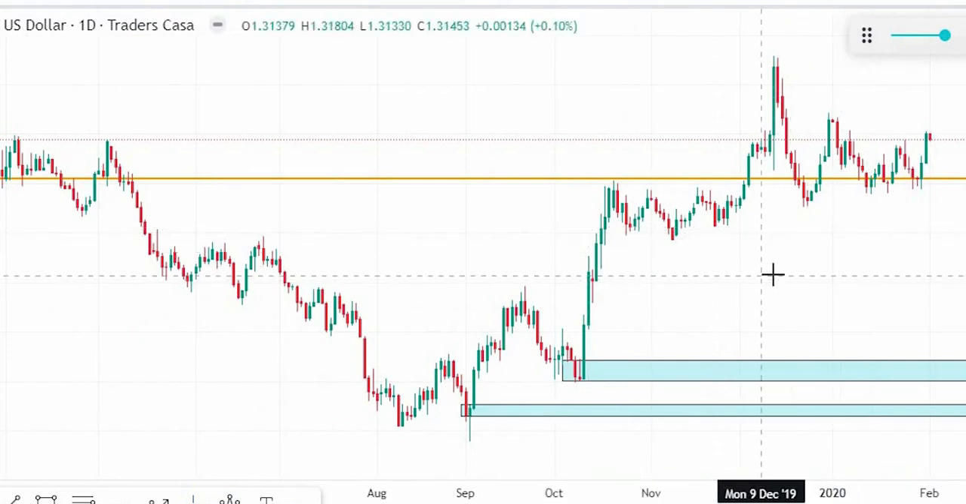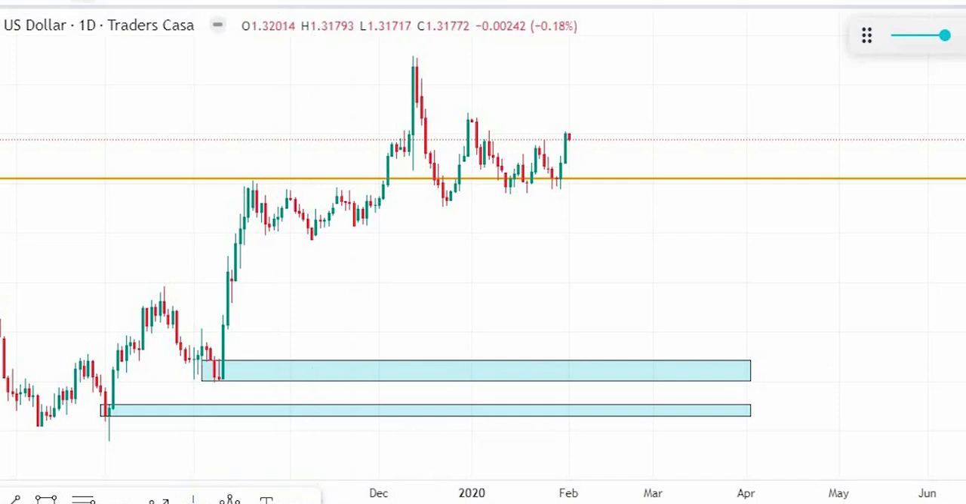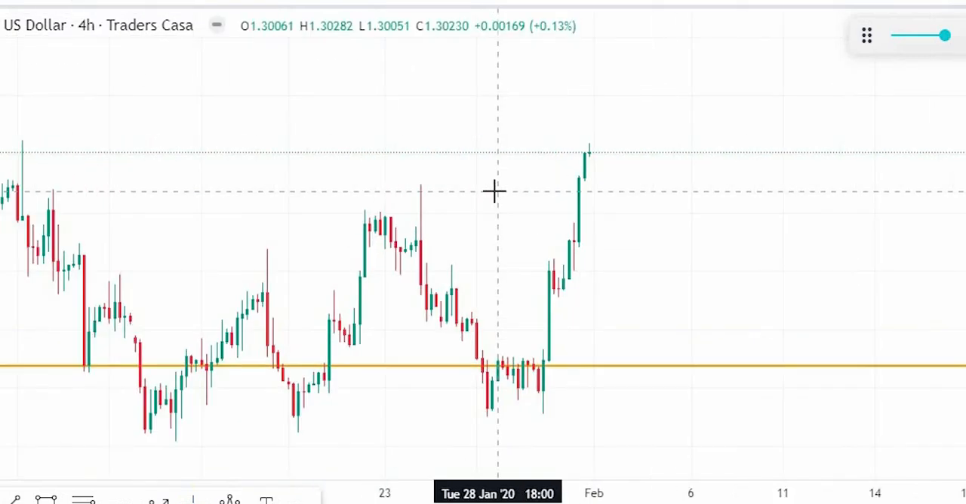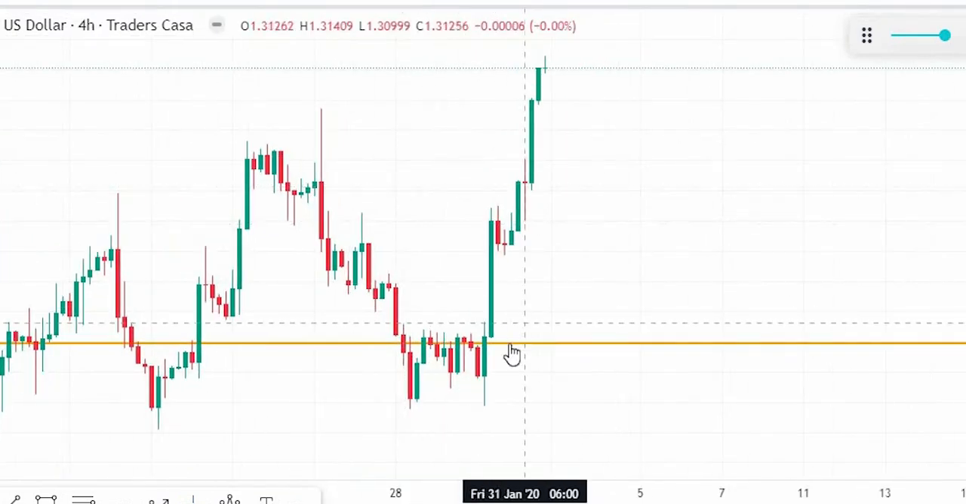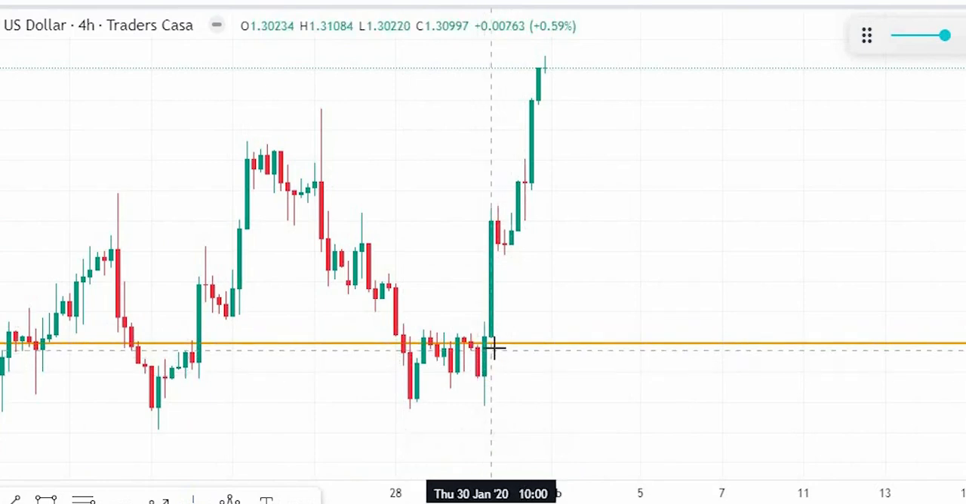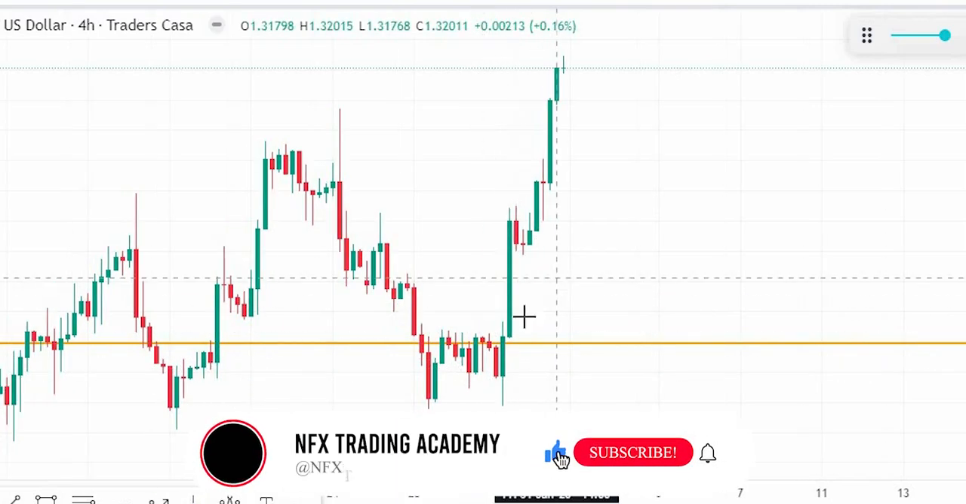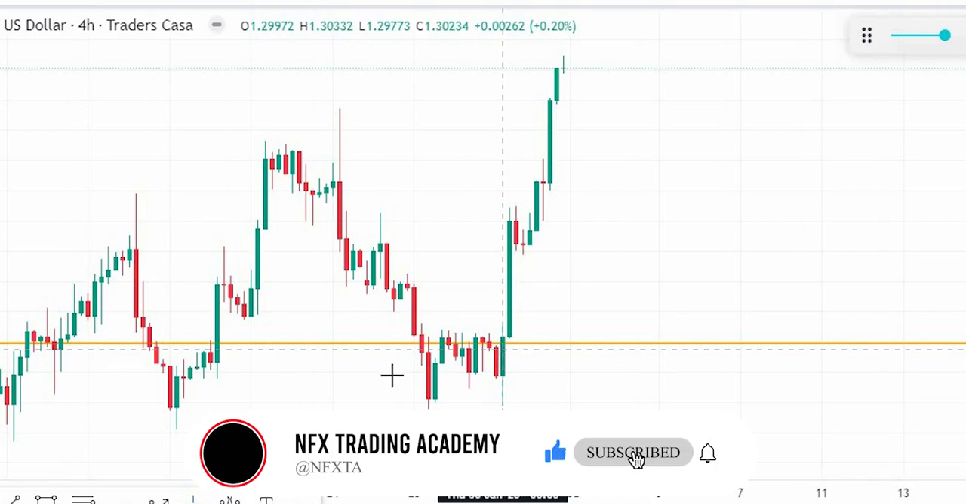So the market has great potential of coming to this zone. Then we'll go down to the 4 hour time frame. To enter our trade right here, we see a fair value gap on this zone. We have a red candle and a green candle. So on the 4 hour, the market has great potential of coming to this zone.